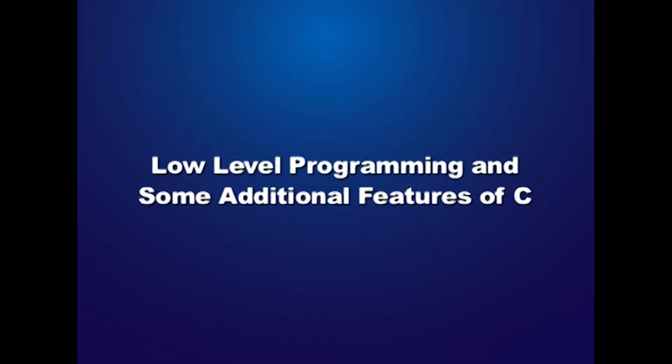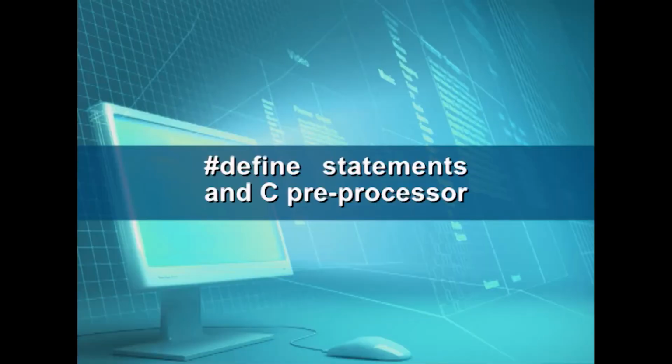Welcome to the last section in C, lower level programming and some additional features of C. In this section, we will talk about some of the topics that we mentioned earlier, but did not discuss in detail, and also about some additional features of C that we have not discussed yet. The topics we will cover are #define statements and the C preprocessor, macros, register variables, bit fields, bitwise operations, enumerations and command line parameters.